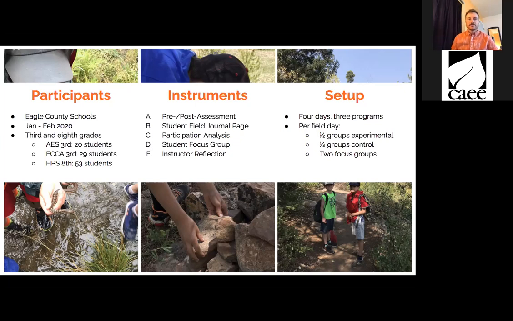So there were four days and three programs. The third grade program took place in one day. The other third grade program took place in a day, and the eighth graders, because there were so many, we split up across two days. There were half experimental and control groups both times, and there were two focus groups each day, like I said, one experimental and one control.